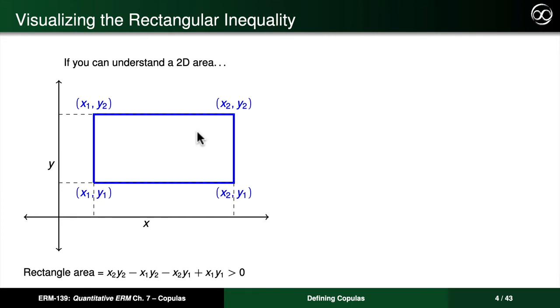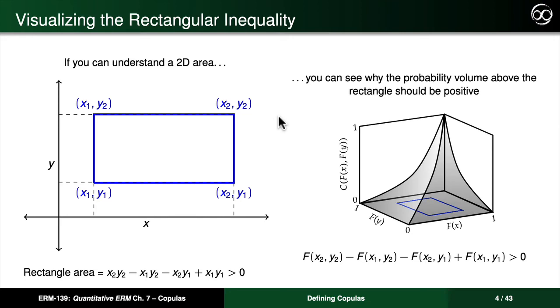So if you can understand that and just keep that visual in your mind, you can understand the rectangular inequality, because what it's really trying to say in the two variable case is that the joint distribution function should be two increasing. In other words, it should be increasing in both probabilities. And so if both probabilities increase, the joint distribution function should increase.